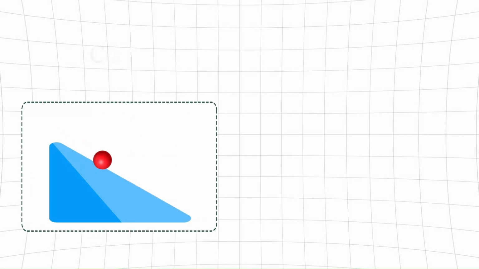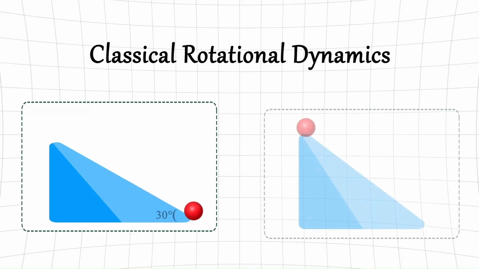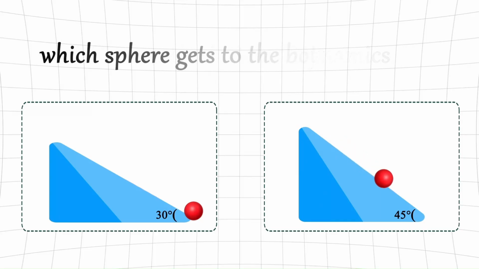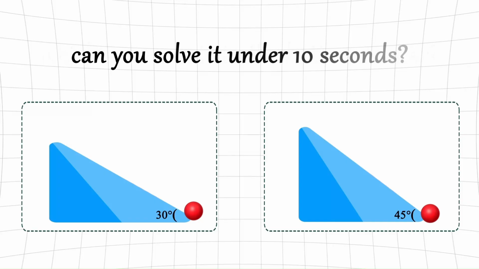Today I come up with a classic rotational dynamics problem. What if I change the angle of an inclined plane but keep its length the same? Will a rolling sphere reach the bottom faster or slower? And can you solve this in under 10 seconds?